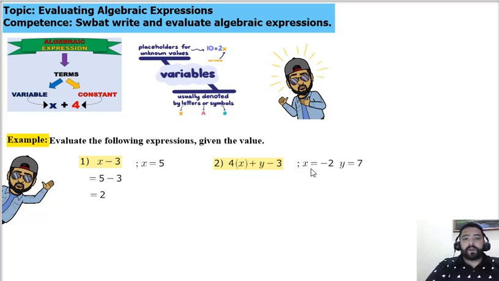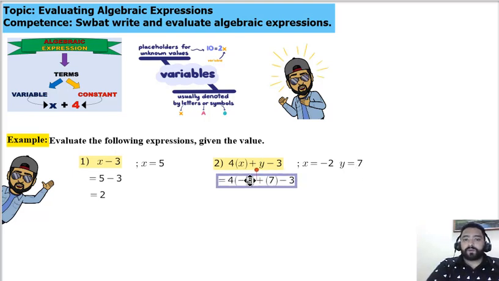For this exercise, the value for x is negative 2, and the value for y is positive 7. The first step is to replace the values that we already have. Remember, the x we are going to replace by negative 2, the y we are going to replace by 7, and the negative 3 we only copy. And then we are going to solve the operation. So 4, inside the parentheses we write negative 2, then plus y, and the y is 7. So we write in parentheses 7, minus 3.